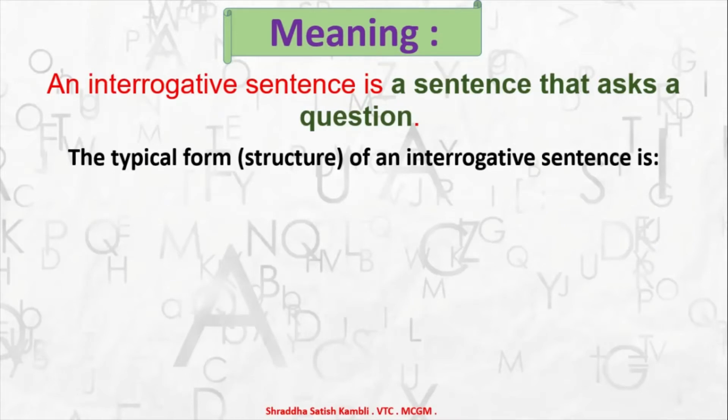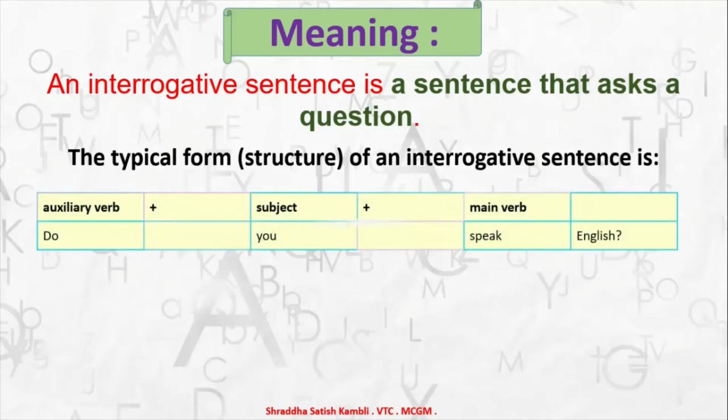Let's take a look at how can be the structure, the form of an interrogative sentence. What are the different types in which you can write an interrogative sentence? So here you have the first one. There will be an auxiliary verb, for example, the word do, which is an auxiliary verb, a helping verb.